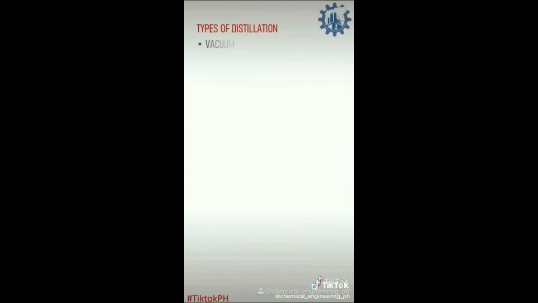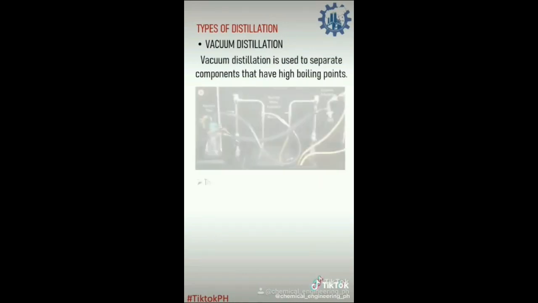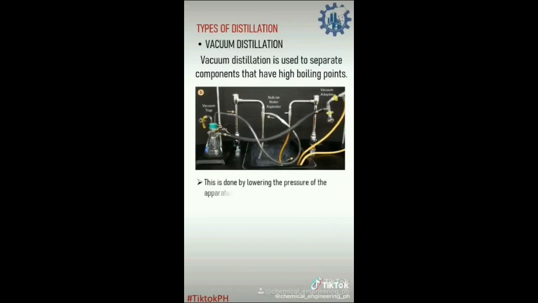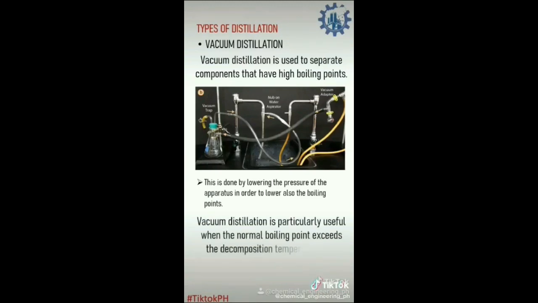Another type of distillation process is what we call vacuum distillation. Vacuum distillation is used to separate components that have high boiling points. This is done by lowering the pressure of the apparatus in order to also lower the boiling points. Vacuum distillation is particularly useful when the normal boiling point exceeds the decomposition temperature of a compound.